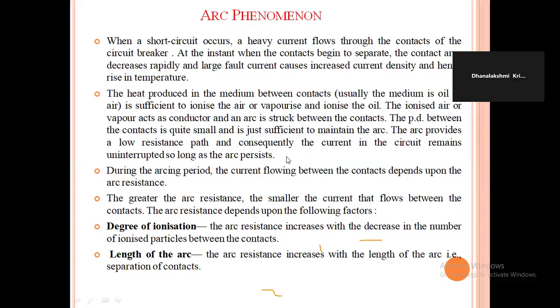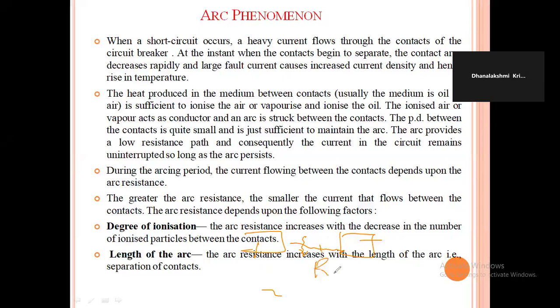Degree of ionization means in between the contacts some ionized particles are there. So we change the ionized particles to deionized particles. Then we increase the arc resistance.